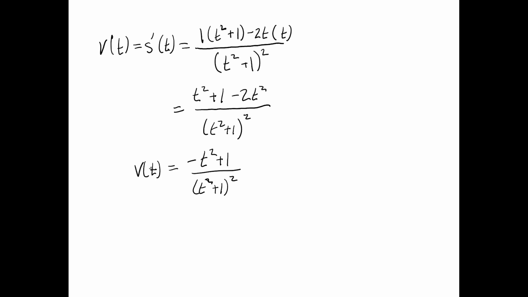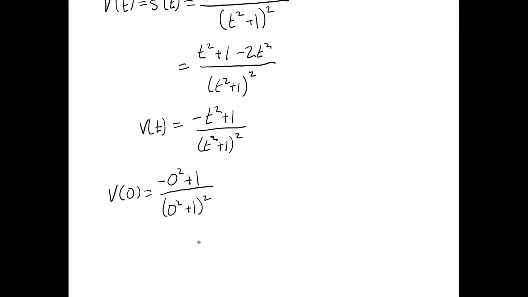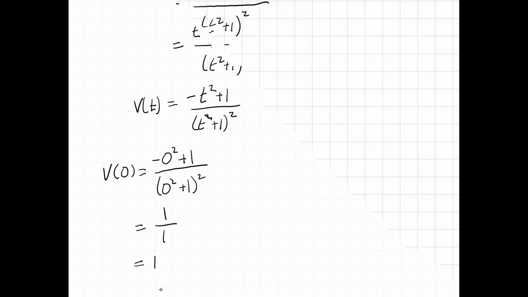But remember, this problem asks for the initial velocity. So that is simply asking what is v of 0. That's negative 0 squared plus 1 over 0 squared plus 1 squared. Well, 0 squared is 0, minus 0 is 0, plus 1 is 1. The denominator: 0 squared is 0, plus 1 is 1, 1 squared is 1. So then our answer would be that the initial velocity is 1.